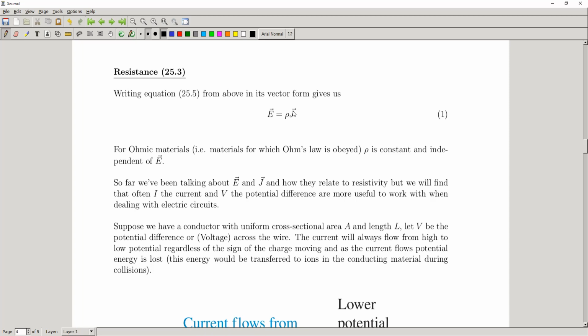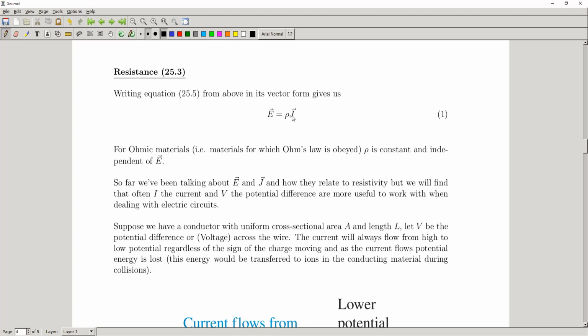Okay, so just keep this equation 1 in mind here, and then we're going to have a discussion about ohmic materials. What is an ohmic material? An ohmic material is a material which obeys Ohm's law. For these ohmic materials, rho, our resistivity, is constant and independent of our electric field. So this equation here is only true for ohmic materials. Otherwise, our rho is going to have some E dependence, and it's going to get more complicated, right?